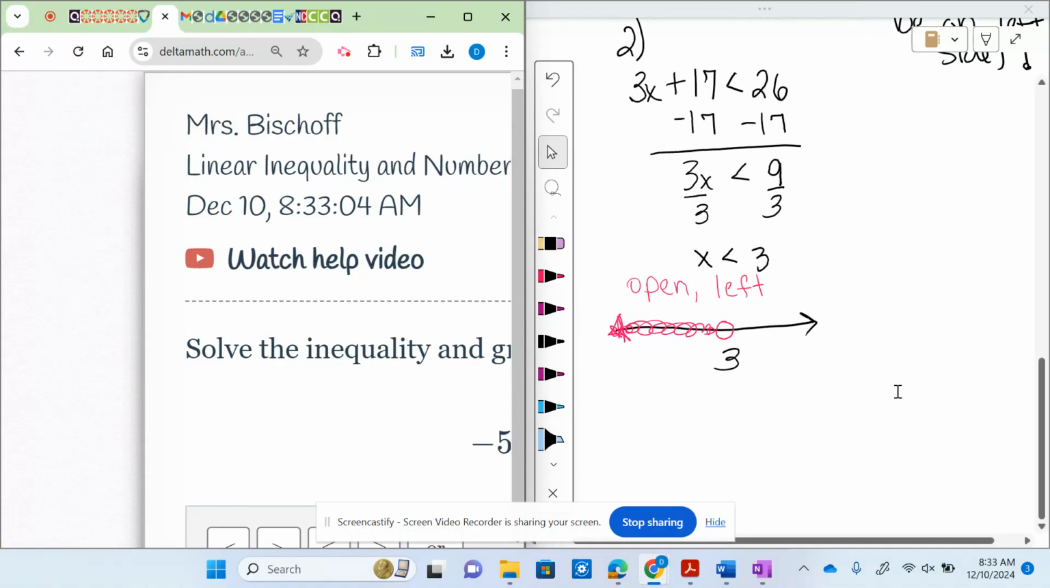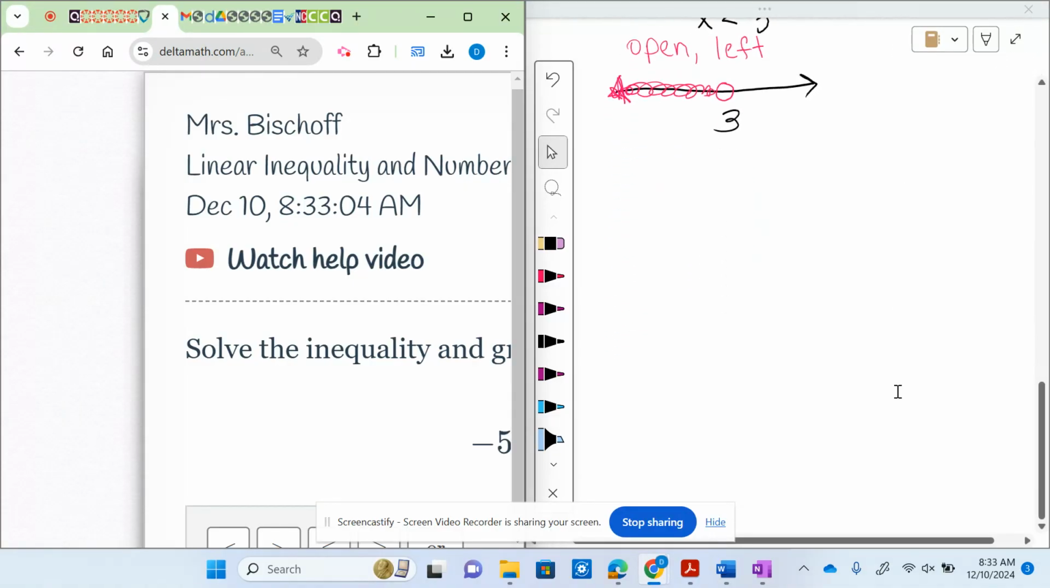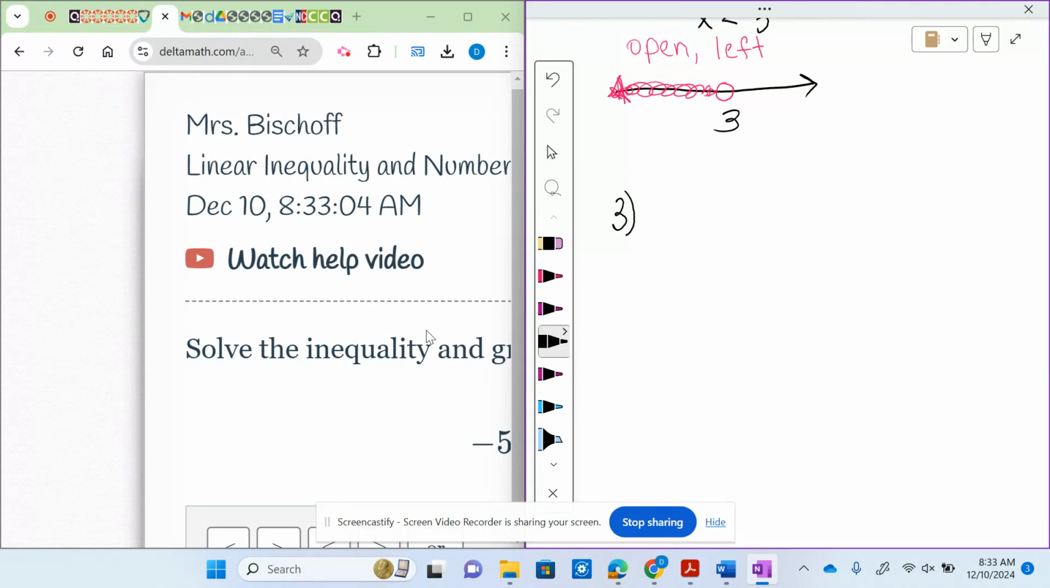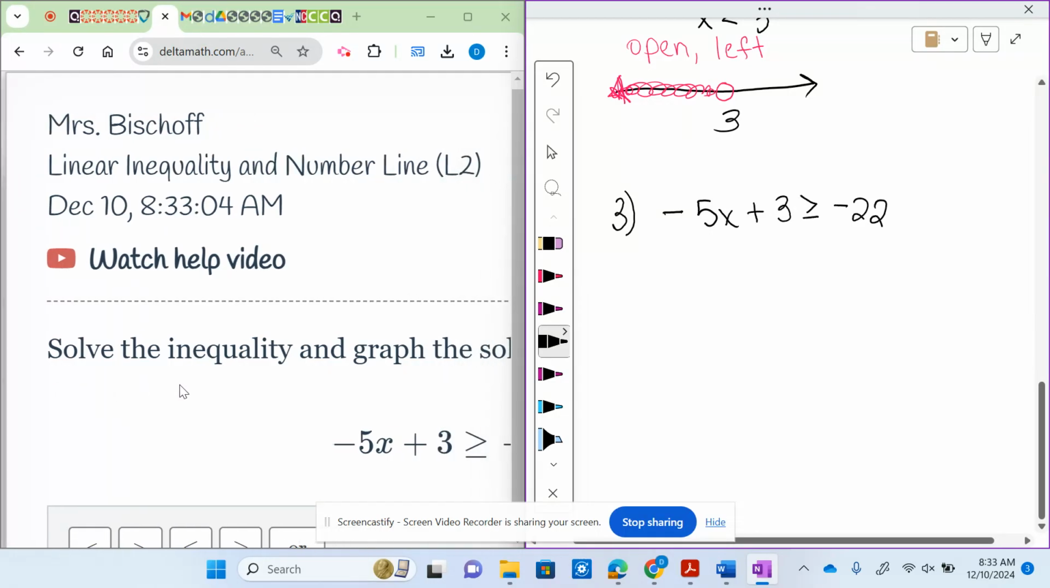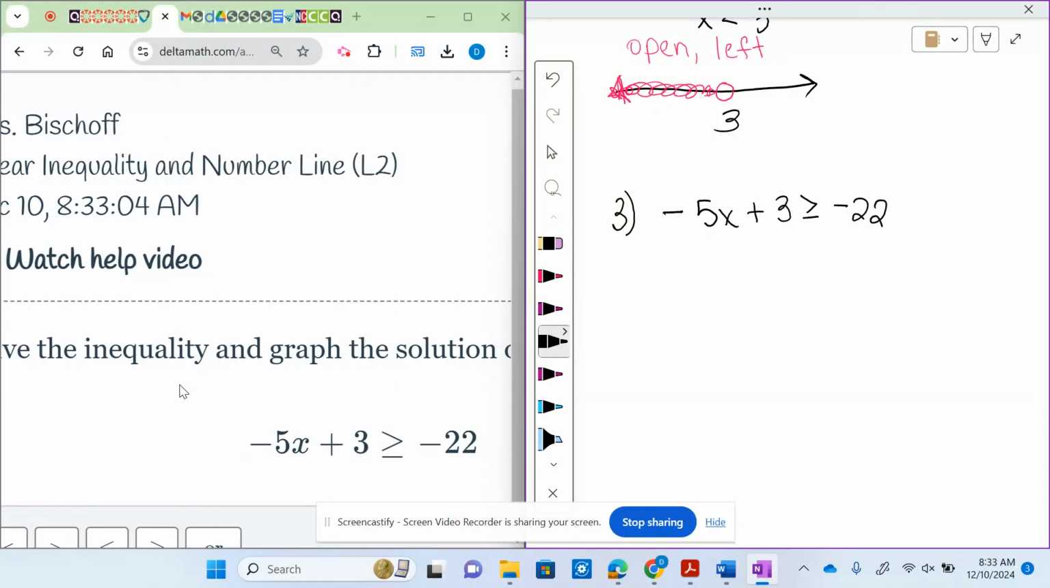Question number 3. All right, question number 3. Negative 5x plus 3 is greater than or equal to negative 22. So what do you want to do first? Kylie, if you were going to solve this, what would you do first?